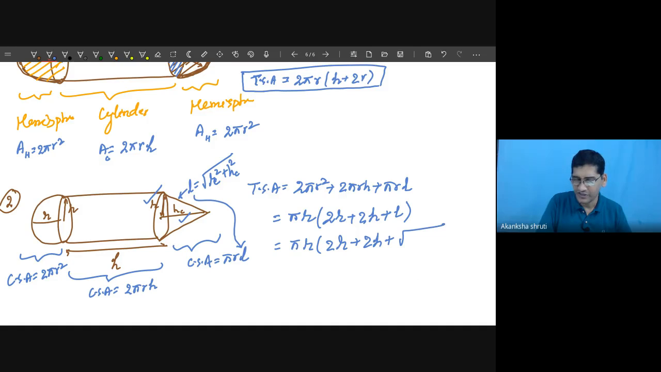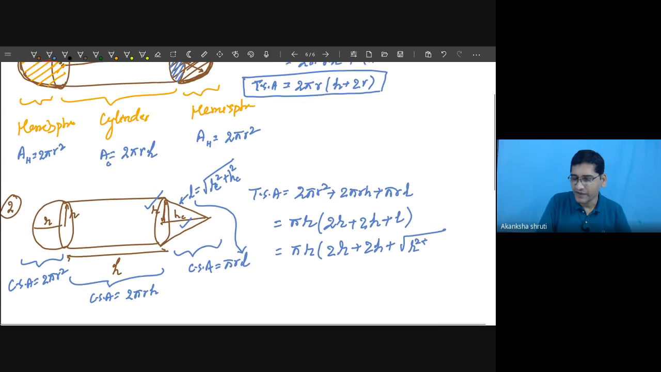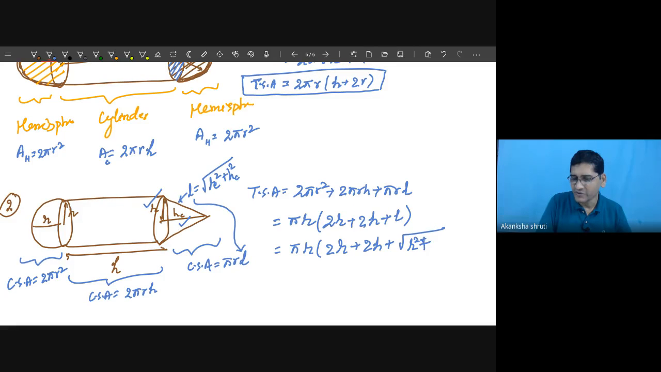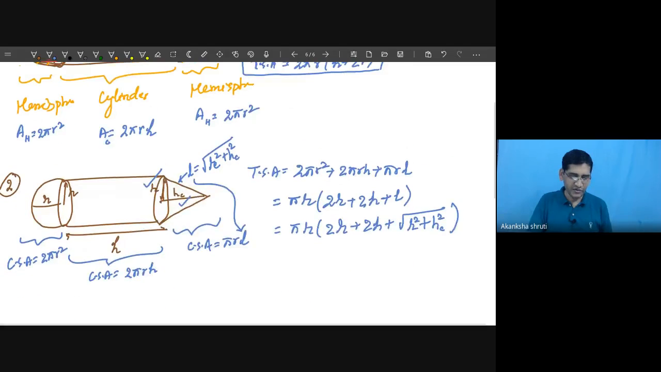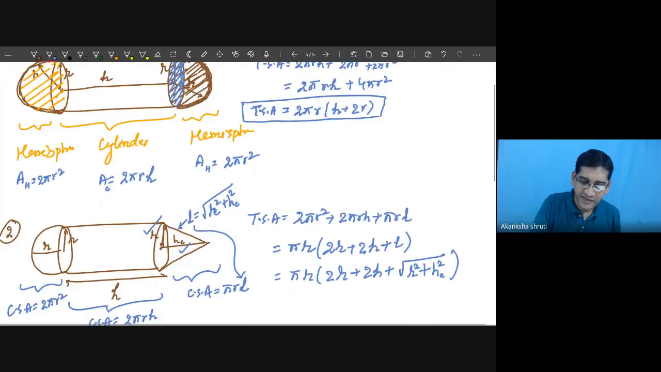But keep in mind, this l is there: pi r (2r plus 2h) plus pi r l, where this value is substituted in terms of r and h. Square root of r square plus, at this time we have to take care, it is the height of the cone, h_c, square. Okay, it's so simple. So please be careful about this. So these are all about how to get the connected figure and their area.